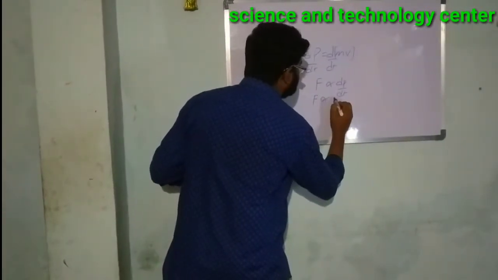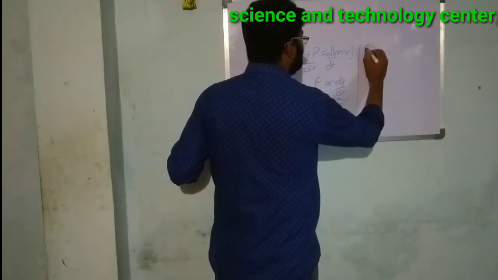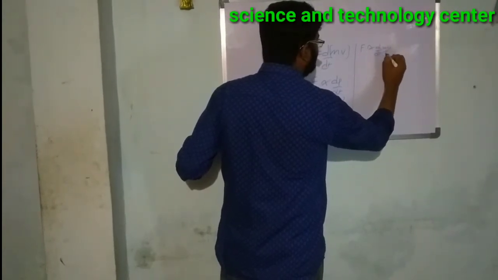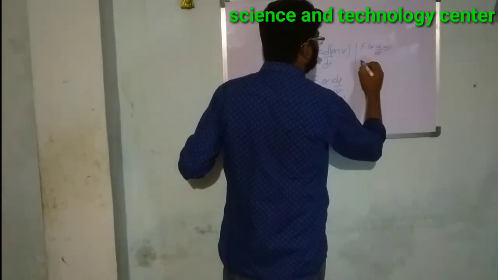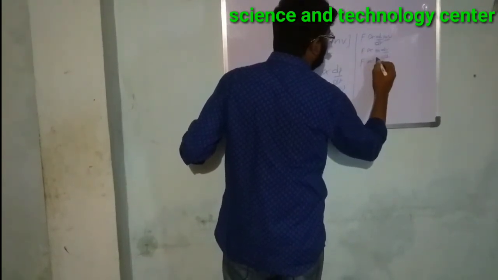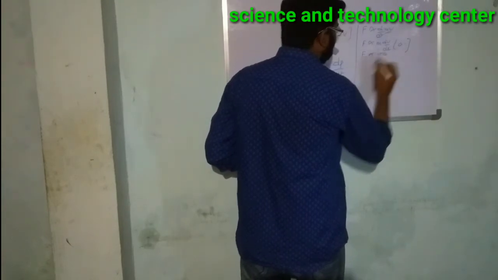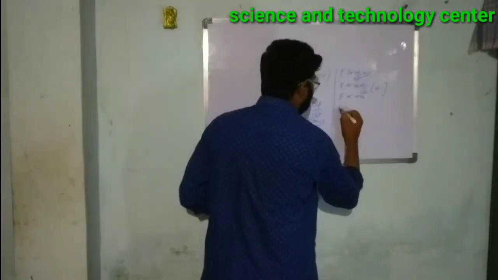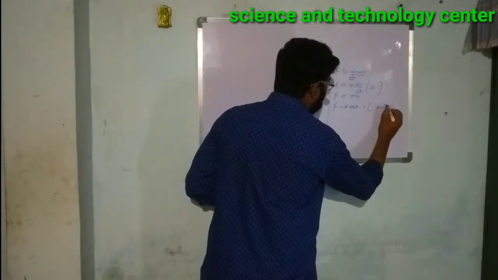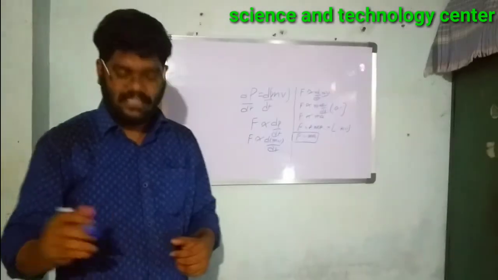That means F is directly proportional to d(mv)/dt. That means F is directly proportional to d/dt of mv. That means F is directly proportional to m into dv/dt. dv/dt means velocity change, which is nothing but acceleration. So F is directly proportional to ma. F equals some constant into ma. Here the constant equals 1. So F equals ma. That is Newton's second law.